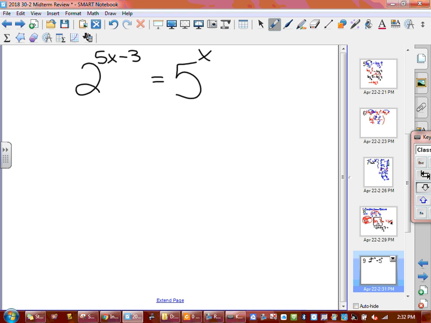This one, whenever you've got x on both sides, this is a straight up calculator. We don't solve these otherwise. This would go into your y1, this would go into your y2. And this is, like I said, a standard of excellence question.